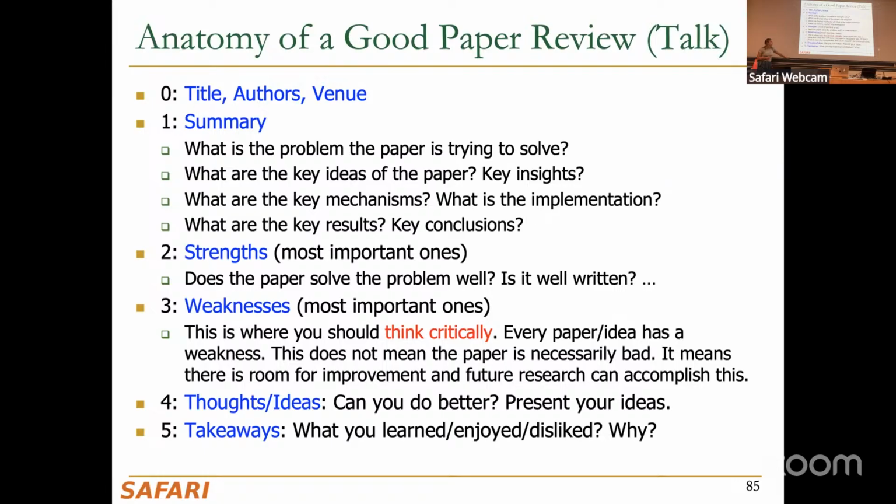And then move on to identifying the weaknesses. This is also not very easy to do. You have to think critically, but in general, papers don't advertise their weaknesses. They usually advertise a lot what they achieve in their contributions, but you have to think very critically to identify any shortcomings of the work. And of course, this doesn't mean that the paper and the work is not good. It just means that there is room for improvement.